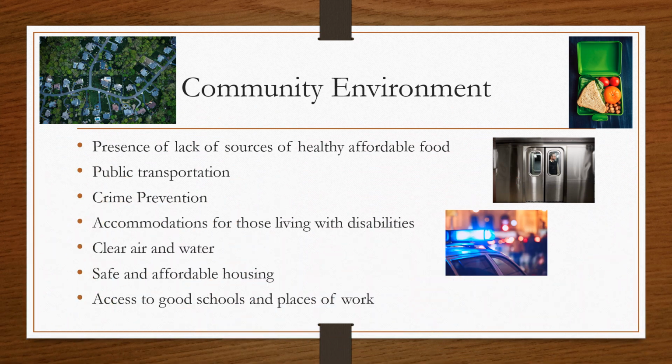Community, I'm referencing the presence or lack of sources of healthy, affordable foods, access to public transportation, crime prevention, a strong enough police force, accommodations for those who are already living with disabilities, access to clean air and water, safe and affordable housing, and finally, access to good schools and places of work. Community and social environment are incredibly important to the social determinants of health.